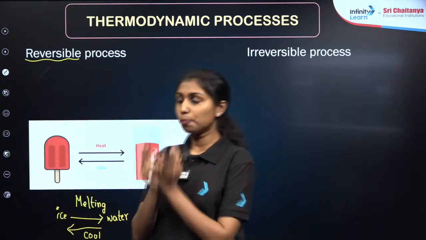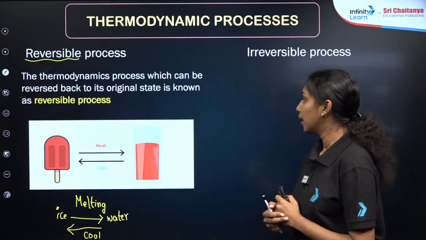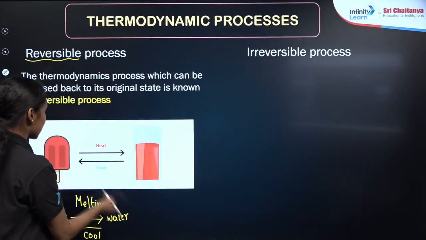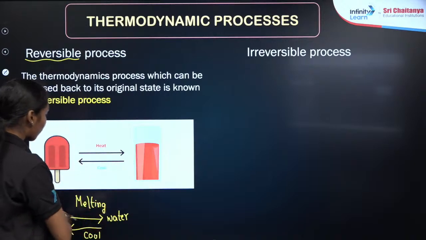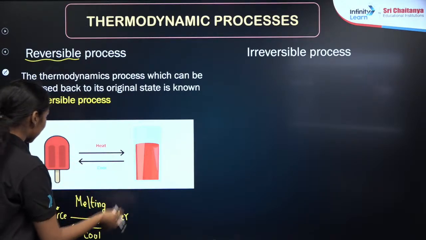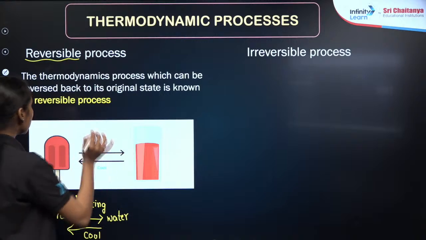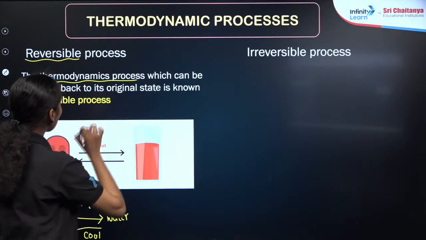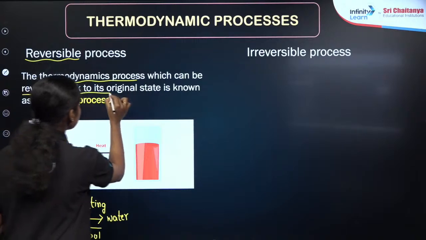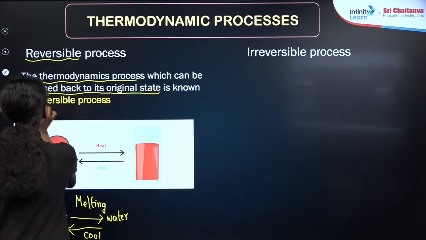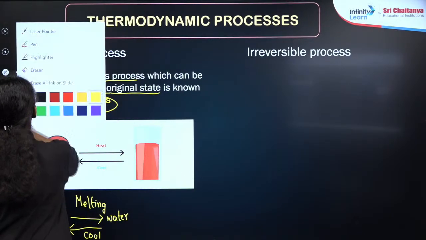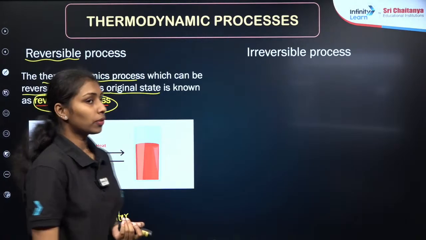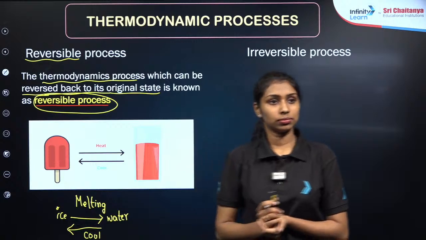So such a type of process can be reversed back. For example, ice is changing by melting to water, right? Whenever I am keeping it in the refrigerator, when it is cooling, it will again come back to ice form, right? So the thermodynamic process in which it can be reversed back to its original state is known as the reversible process, right? Reversible process. Clear?